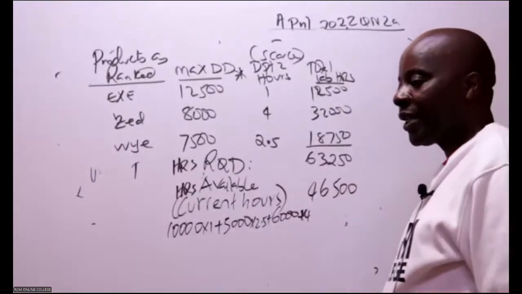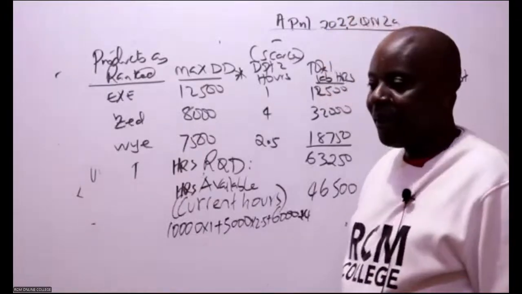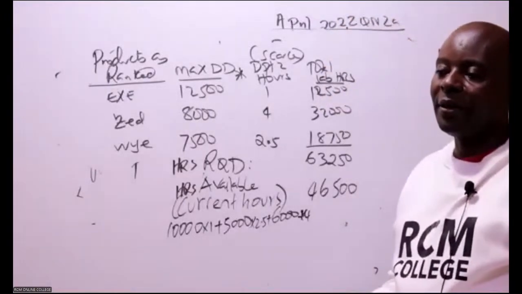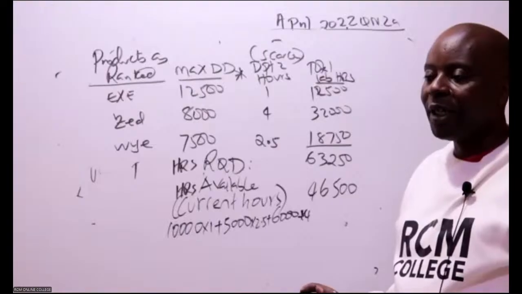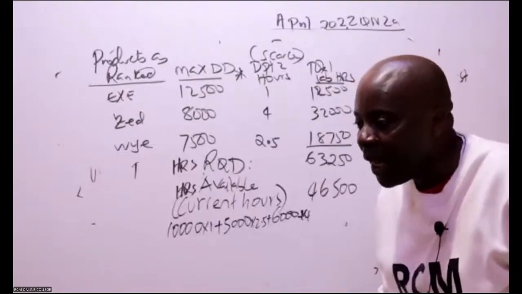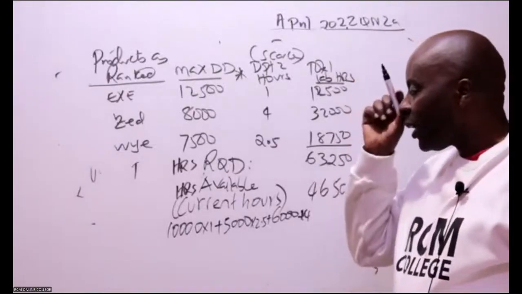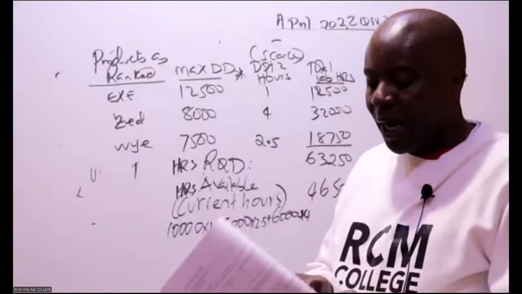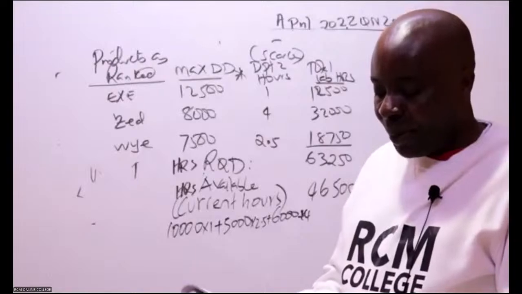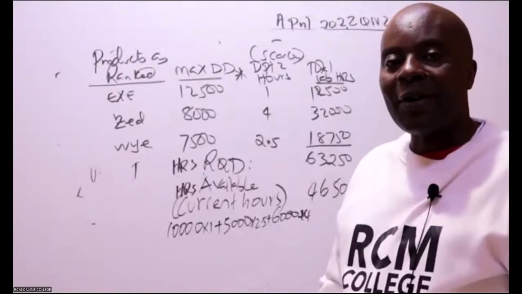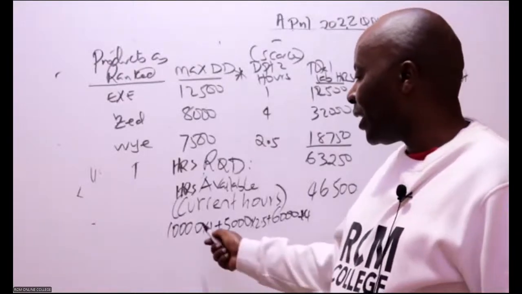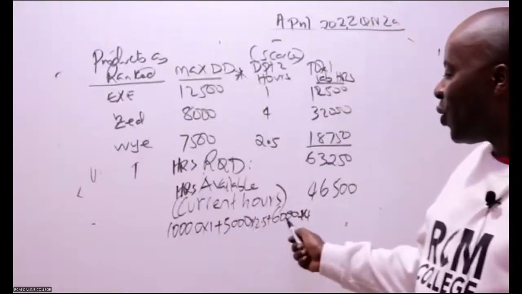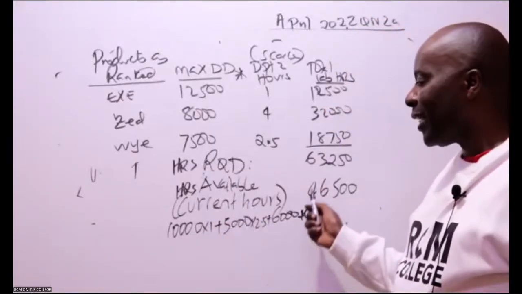Yes, 46,500 is correct. So that is what we have. Remember, Peter, they have given us the current output from paragraph number 1. You can see that currently they are producing 10,000 of X, 5,000 of Y, and 6,000 of Z.